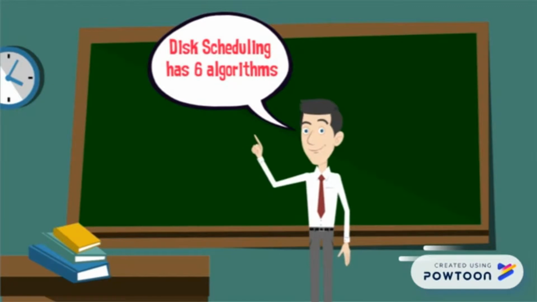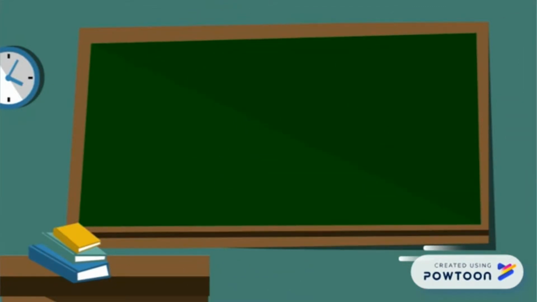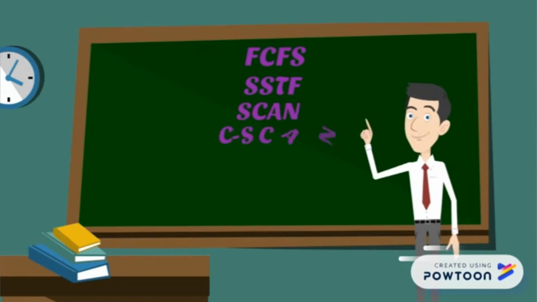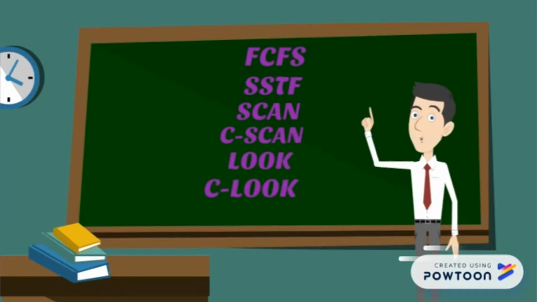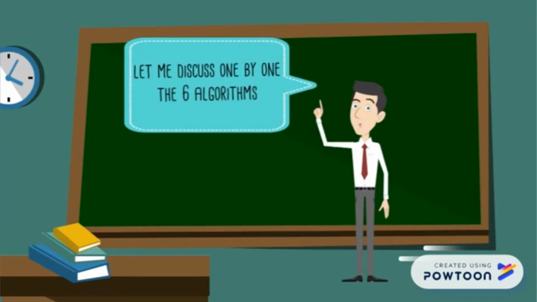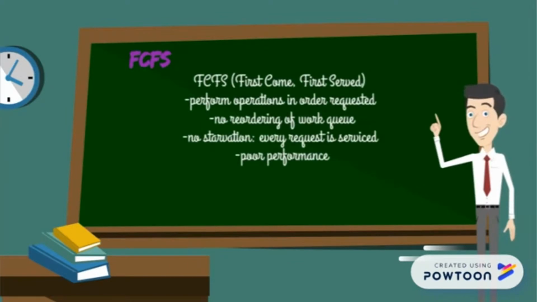Disk scheduling has six algorithms: FCFS, SSTF, SCAN, C-SCAN, LOOK, C-LOOK. Let me discuss the six algorithms one by one. FCFS, or first come, first served, performs operations in the order requested. There is no reordering of the work queue, no starvation, and every request is serviced.